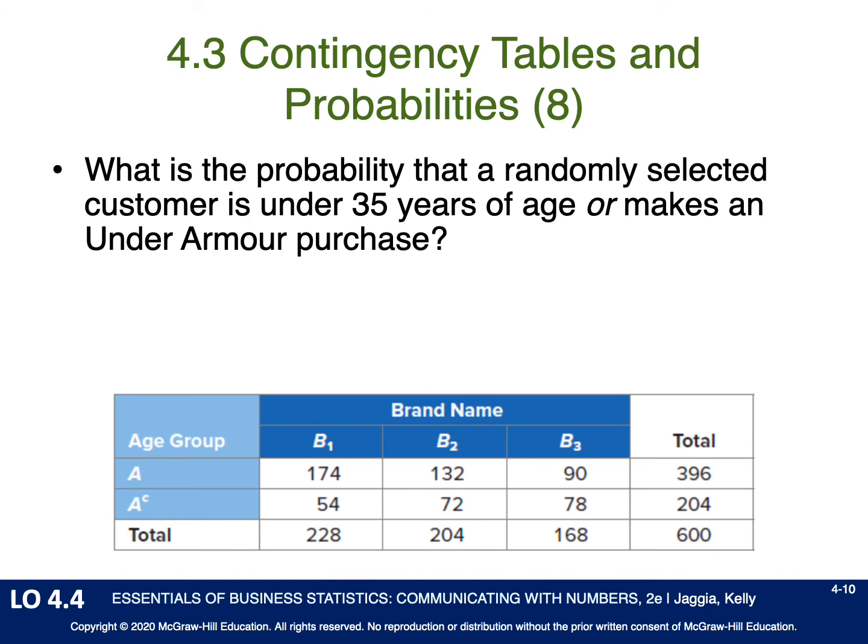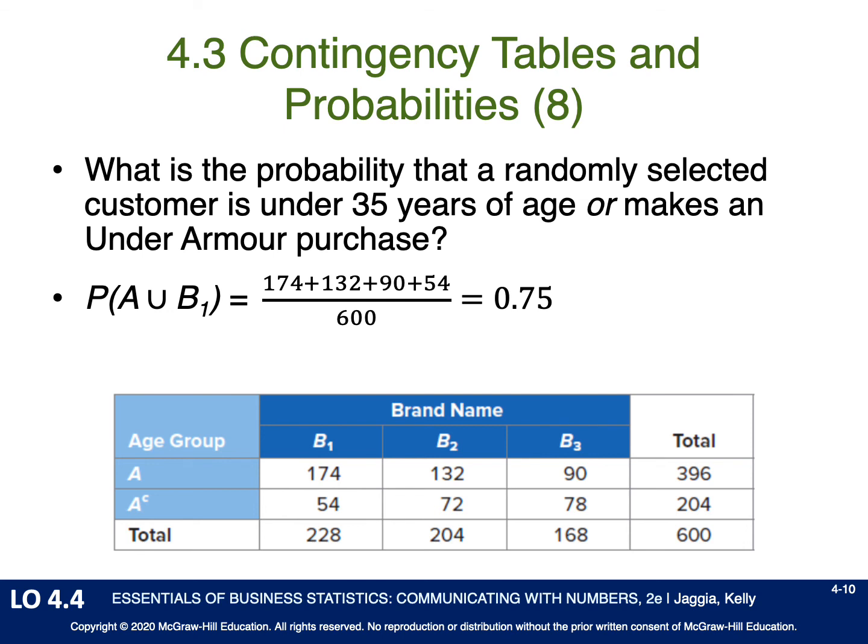So now let's go back and ask ourselves, what is the probability that a randomly selected customer is under 35 years of age or makes an Under Armour purchase? So not and, but or. So now we're looking for the union of A and B1. What is the or? So we're going to take all of A, so that's the 174 plus the 132 plus the 90. So all the consumers that were under 35. And we're going to take all the other consumers that bought Under Armour.